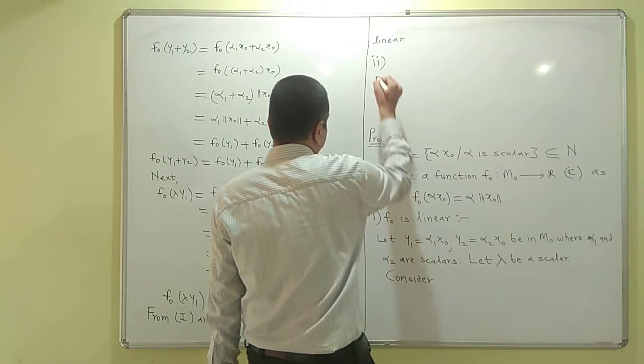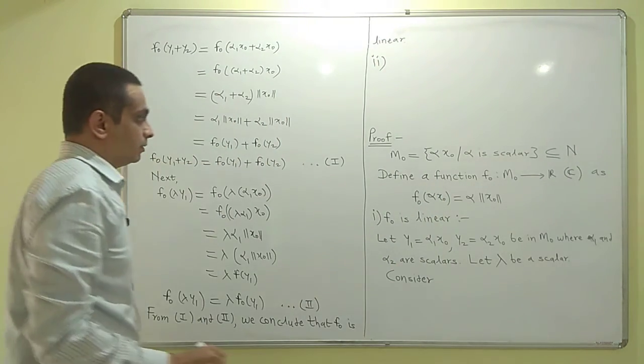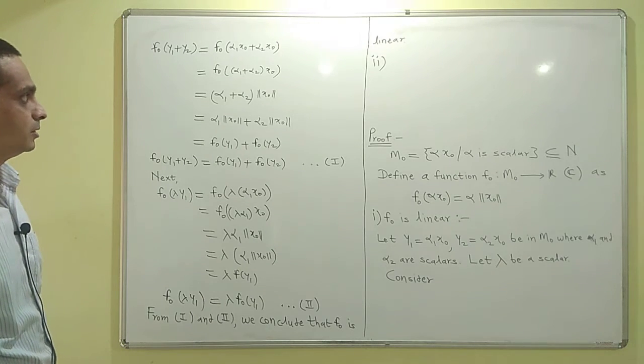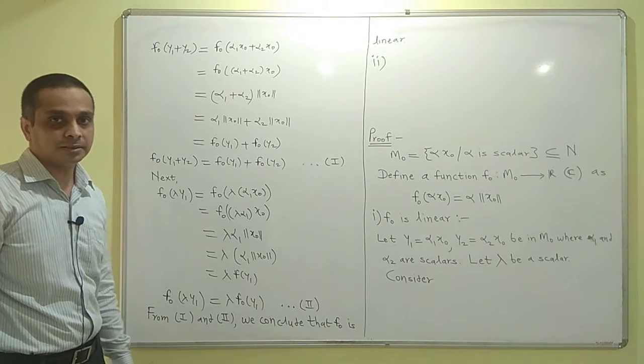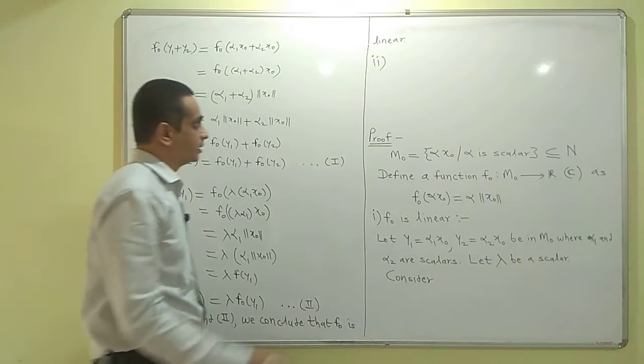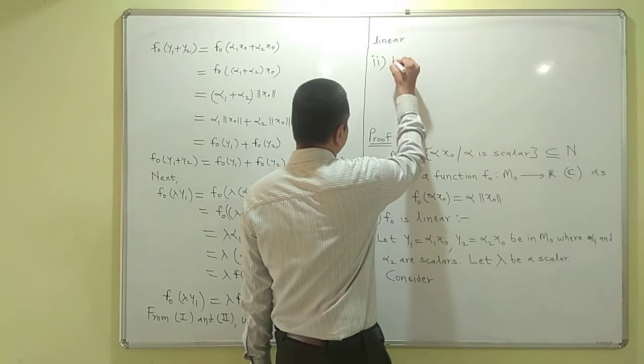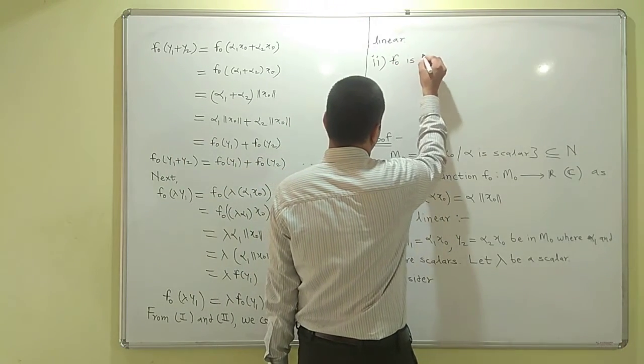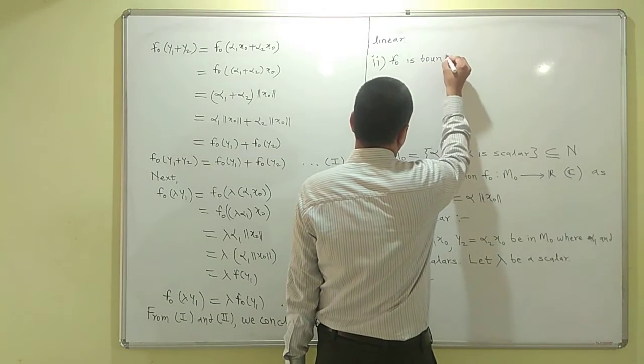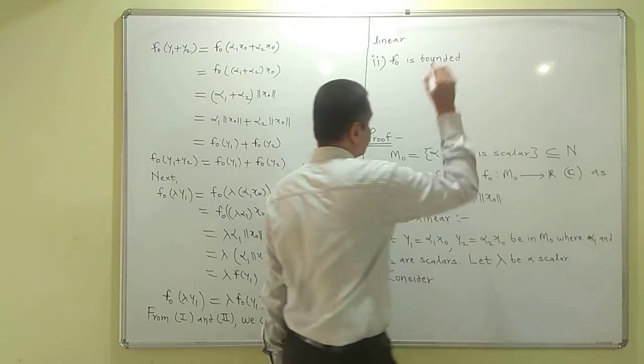Second property, we want to prove that f0 is a functional, so it must be linear and bounded, that is linear and continuous. So secondly we will prove that f0 is bounded. Okay.